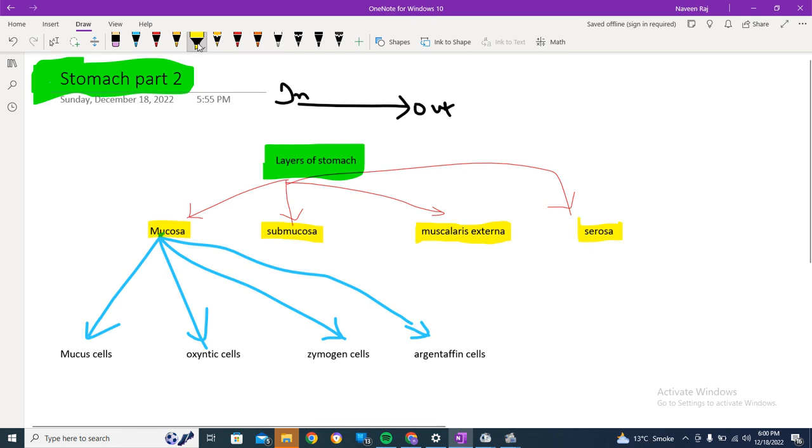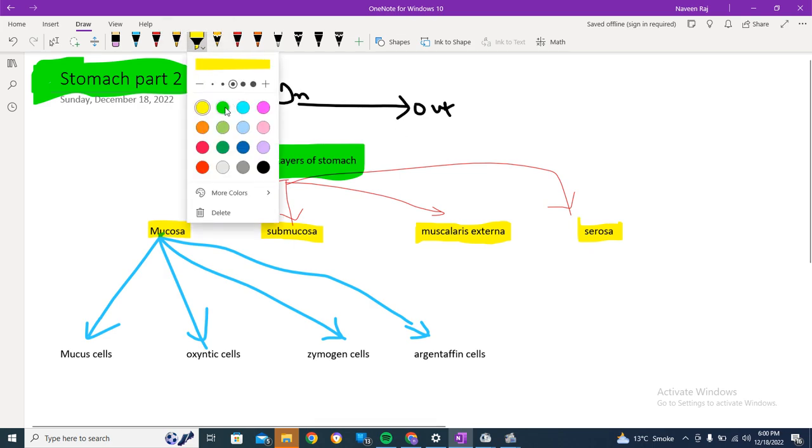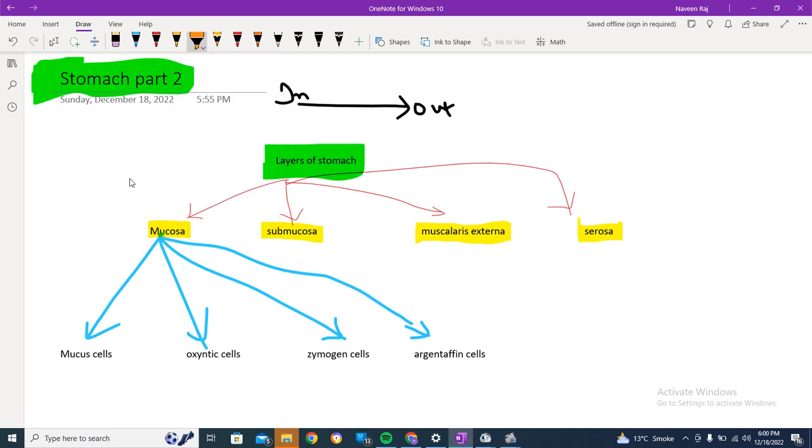Now the mucosa is one of the most important layers, and it is subdivided into four more cells. Even though we have got other things as well, like some precursor cells, we will be discussing all that. So for the serosa layer, don't panic. The other layers are not that complex. The mucosa layer is the only one which is kind of complex, and it is having four different cells.